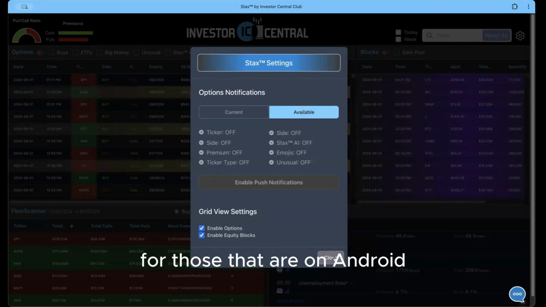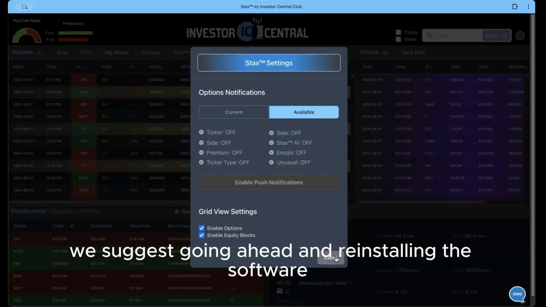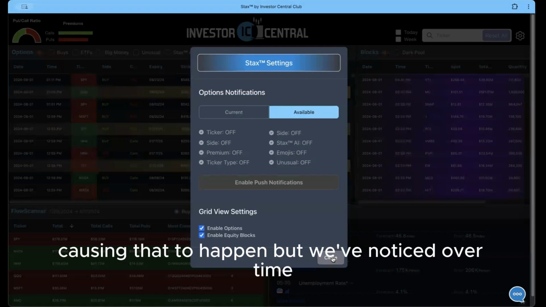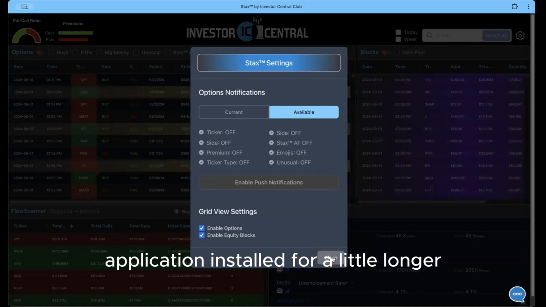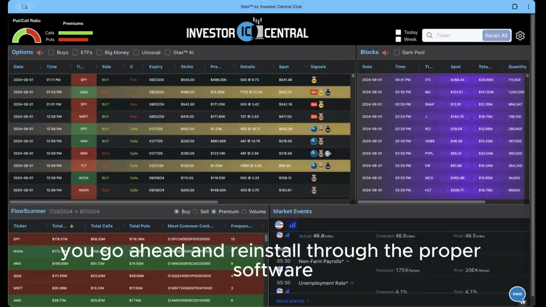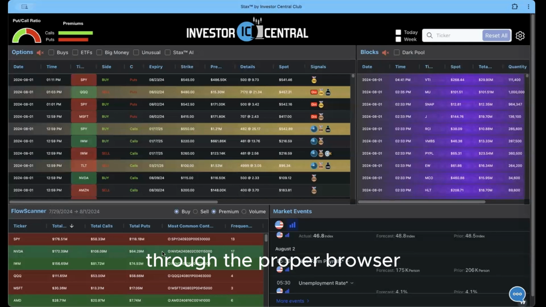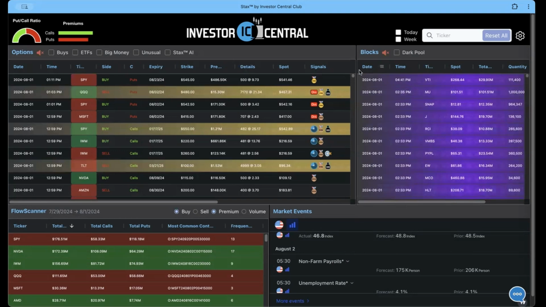For those that are on Android, you're still welcome to use Google Chrome. And if you've noticed that your notifications aren't working, we suggest going ahead and reinstalling the software. We're trying to figure out what exactly is causing that to happen, but we've noticed over time, some that have had the application installed for a little longer tend to have the notifications stop working. So if that is happening to you, make sure you reinstall through the proper browser. And please let us know if you happen to have any more issues with those notifications at all.